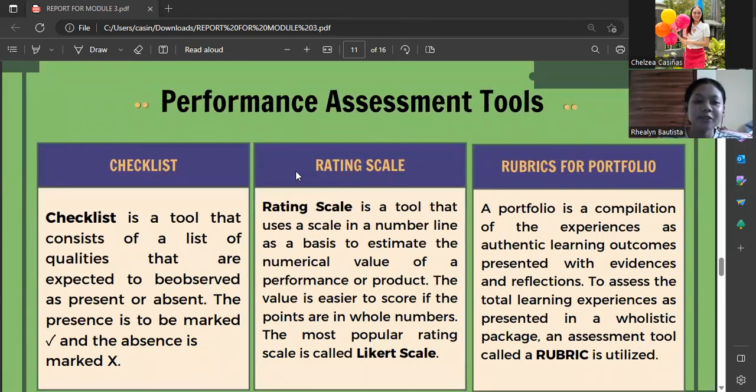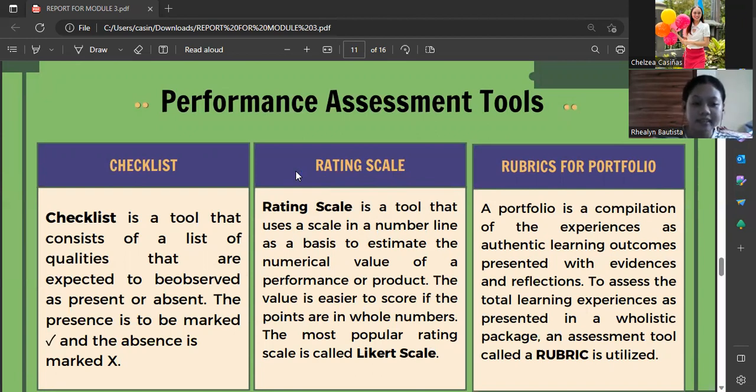In performance assessment tools, we have 3 tools. First is checklist, second is rating scale, and third is rubric or portfolio. So checklist is a tool that consists of a list of qualities that are expected to be observed as present or absent. So sa checklist, may mga list of qualities tayo dyan na dapat ma-expect or ma-observe as presence or absence. Kapag sinabi natin presence, imamark natin siya as a check and the absent is marked as X. Makikita lagi natin dito sa checklist yung check and X.